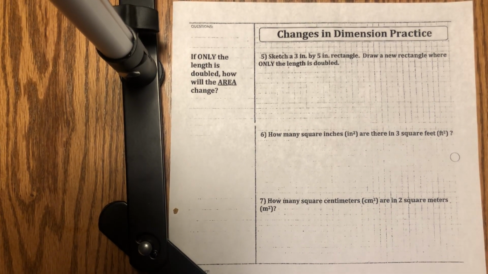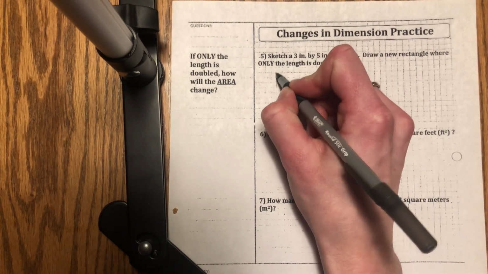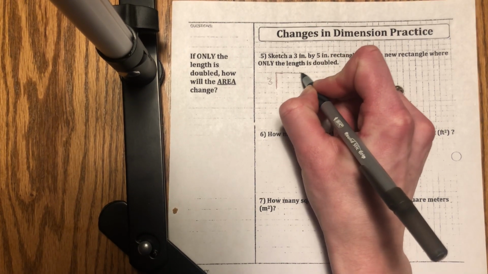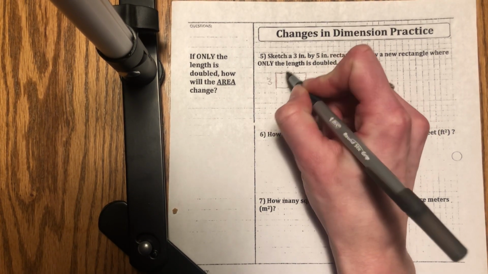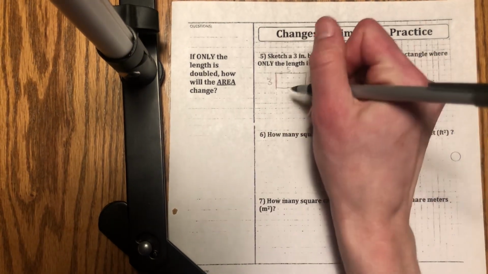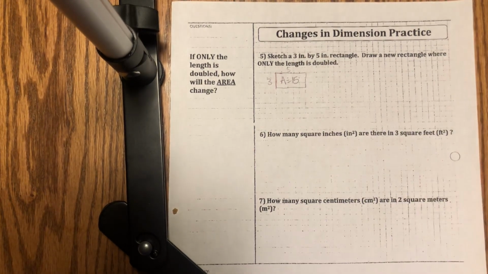So in this problem, it says to sketch a 3" by 5" rectangle. Doesn't matter if it's 3 by 5 or 5 by 3. Okay. And we're looking at area. So the area of this one would be 15 units squared.